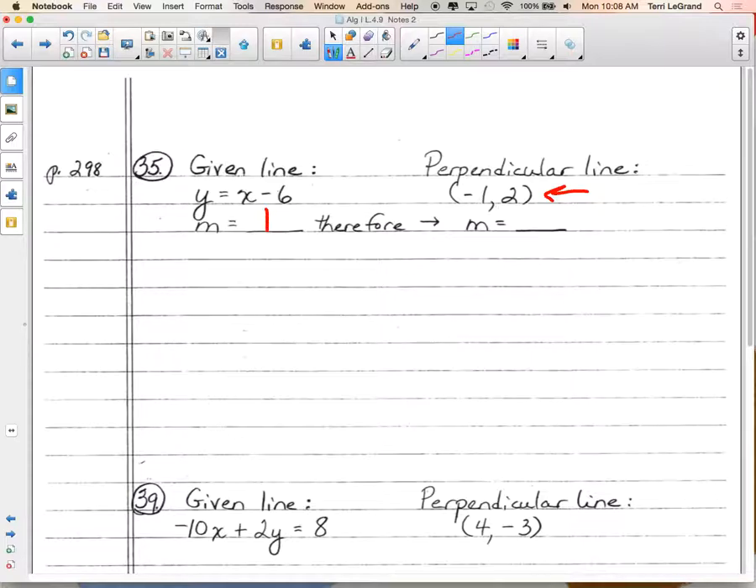Okay, what's the slope of our given line? Positive 1. There's an invisible 1 there in front of that x. Therefore, the slope of the new line has to be what? Negative 1. Good job. Okay. Well, if the slope of the new line has to be negative 1 and it has to go through ordered pair negative 1, 2, we need an equation in slope-intercept form. We're going to get it so that we can check to see if it will be perpendicular or not. So go ahead and do that. You know how. You can either use point-slope form or you can use slope-intercept form.